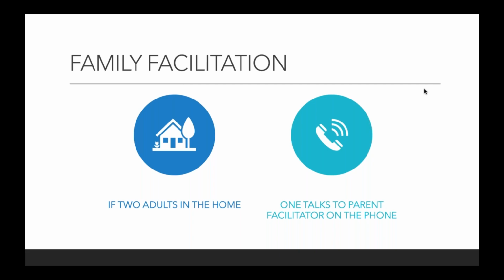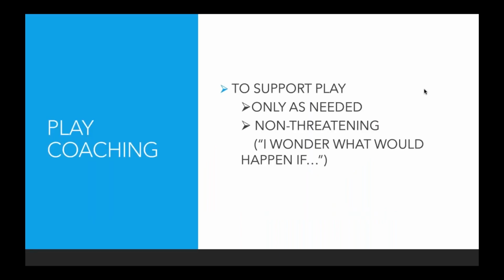If there are two adults in the home, if dad and mom are both home, or if grandma is also there, whoever adults are in the home, then one of those adults may want to be talking to a team member on the phone. So that person who is the parent facilitator on the team would continue to be in that parent facilitator role, but communicating with one of the family members by phone while everyone is observing the play and asking questions in real time that are relating to what they are seeing.